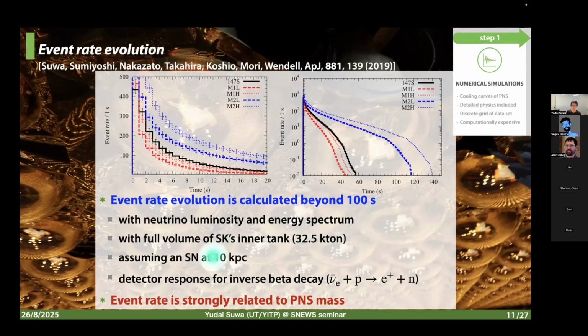And we found that event rate evolution. So this is the event rate evolution within 20 seconds here, and this is the event rate evolution beyond several 10 seconds. Both figures show that the luminosity evolution is highly correlated with proto-neutron star mass. That means, based on the luminosity evolution, event rate evolution, we can extract proto-neutron star mass independently of the binding energy. This is what we found based on the numerical simulation.